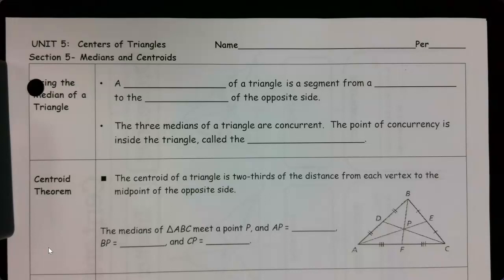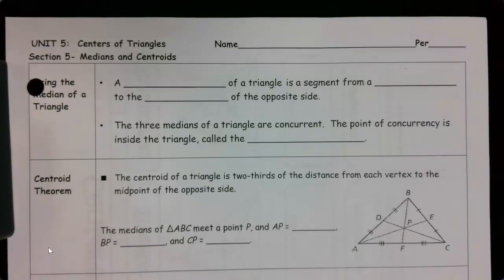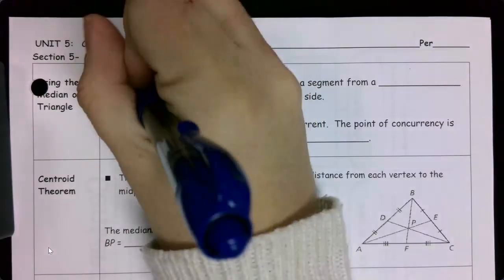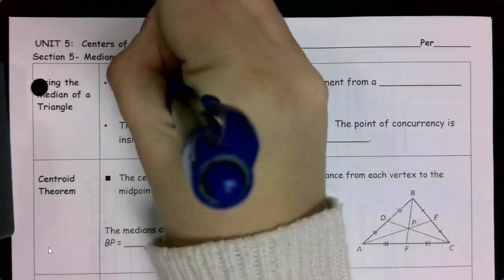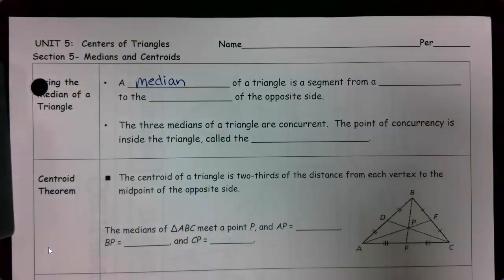So today we're going to talk about medians. This is the last thing we're doing before our quiz on Friday. A median of a triangle is a segment from the vertex to the midpoint of the opposite side.